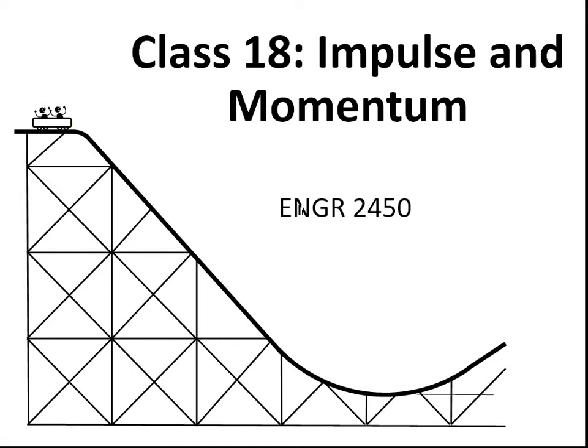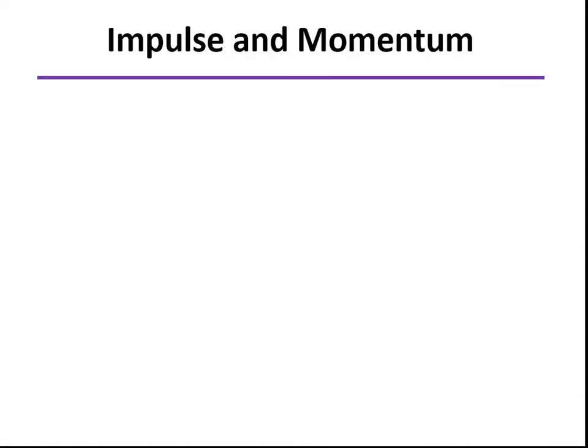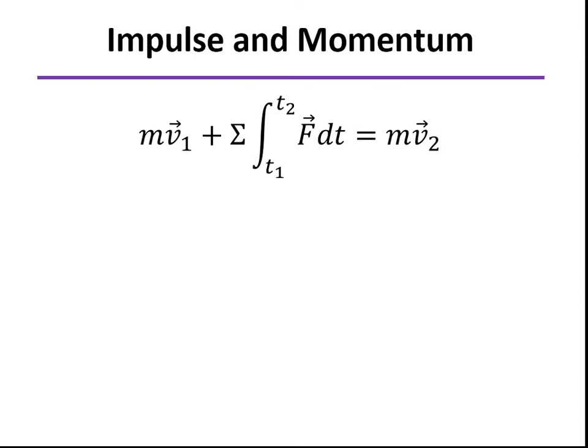So today we introduce a method called impulse and momentum of looking at the motion of particles. Like the method we just finished looking at, work and energy, the derivation of the impulse and momentum equation begins with the equations of motion. Sum of the forces equals mass times acceleration. But by manipulating that equation, we come up with the one that's shown here.